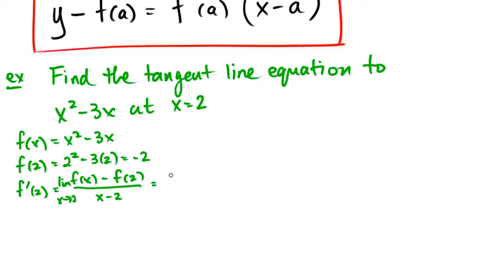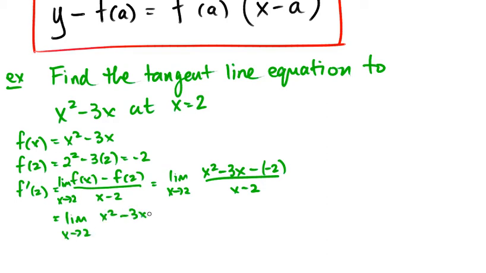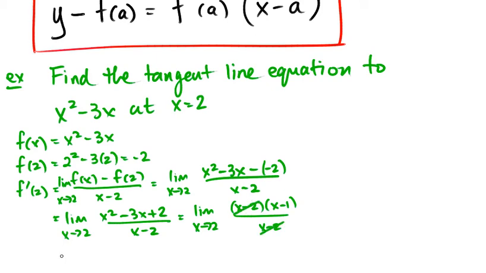That's from the definition. So the limit as x approaches 2, f of x is x squared minus 3x, minus negative 2, over x minus 2, is the limit as x approaches 2 of x squared minus 3x plus 2 over x minus 2. The numerator factors, so we get the limit as x approaches 2 of x minus 2 times x minus 1 over x minus 2. The x minus 2's cancel. We can apply the limit and get a slope of 1.